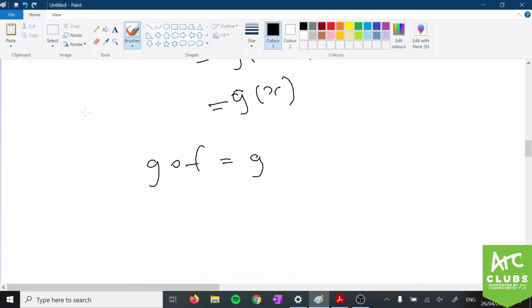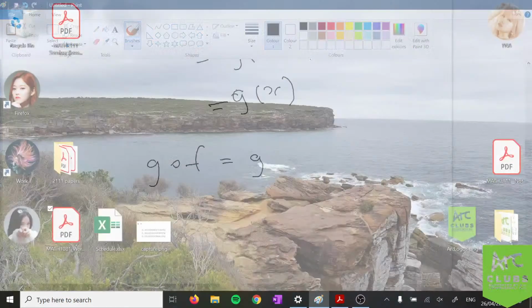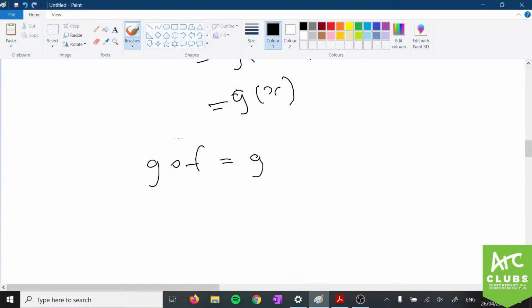Yeah, so the answer is, well, these functions are not equal because the domains are not equal. So if you look at g composed with f, you're feeding input to f first, and then g is taking that input, since it's g of f of x. You're giving a value to the function f first, and then g is taking the output of f.